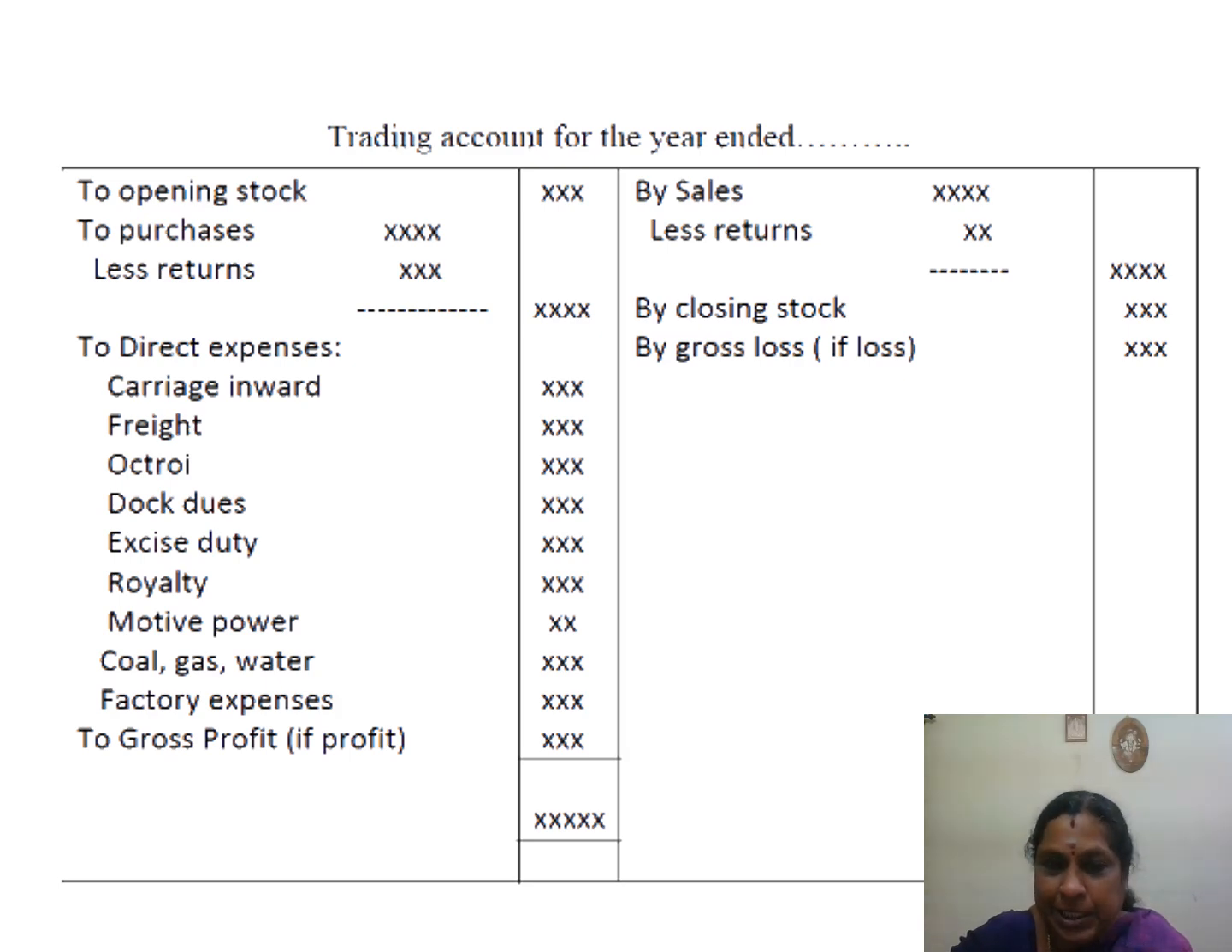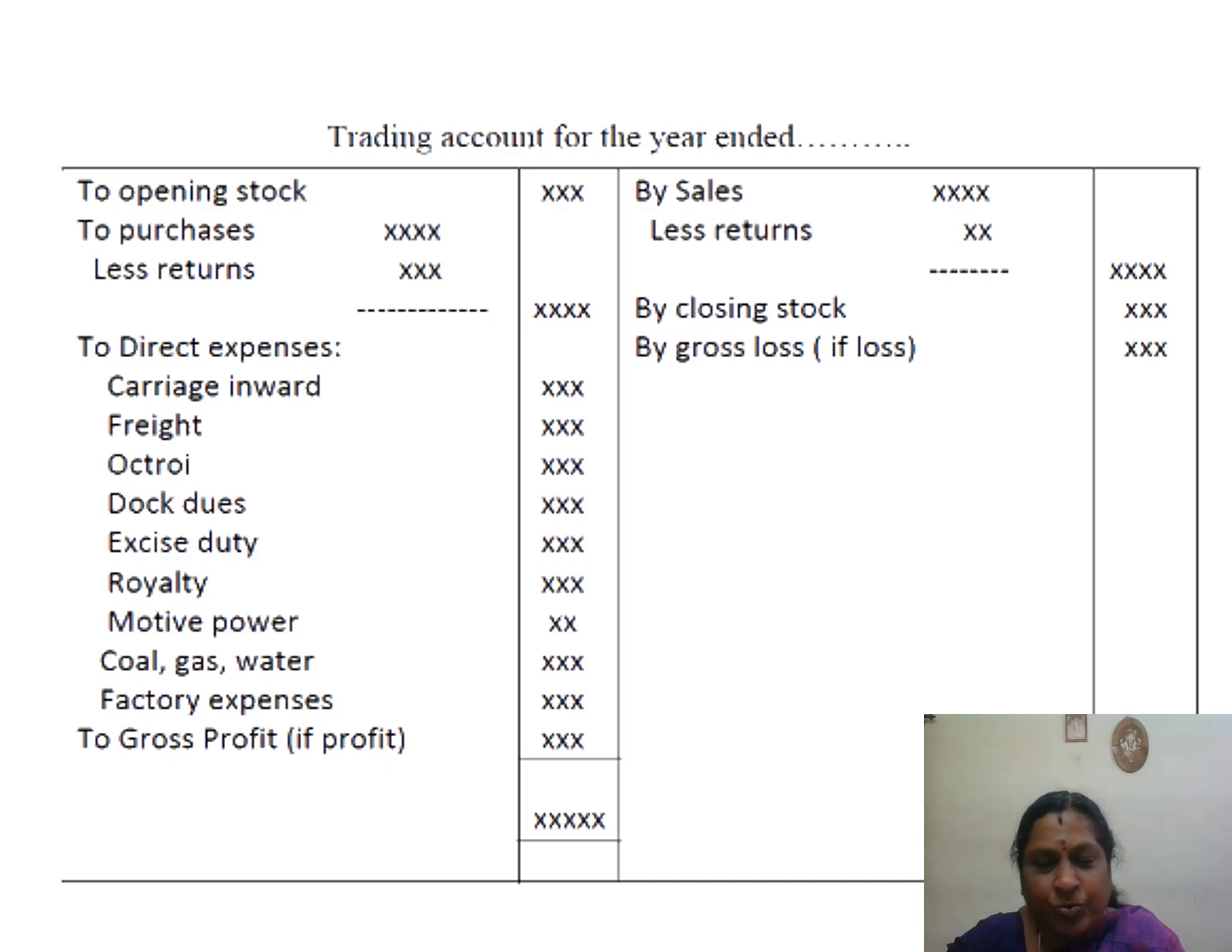What do we mean by direct expenses? They are factory expenses or manufacturing expenses. Any expenditure incurred in the factory for manufacturing a product is called direct expenses. And the list includes carriage inward, freight, octroi, dock dues, excise duty, royalty, motive power, coal, gas, water, factory expenses, etc.